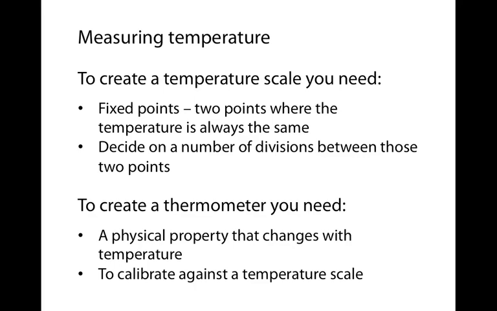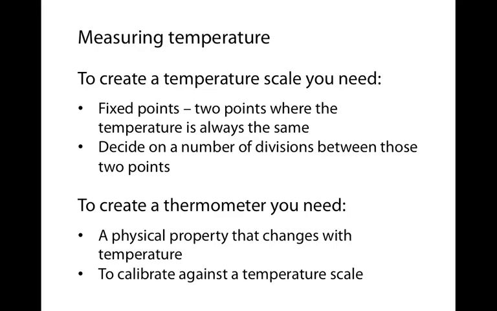Well, we need two things. We need a scale and we need a thermometer. To have a scale, we need fixed points that everyone agrees on. Everyone can't have their own individual temperature scale. Everyone needs to agree on the temperature scale. So you need two fixed points, and you need to decide on a number of divisions between those two points. To create a thermometer, you need some physical property that changes with temperature in a predictable, repeatable way, and you need to calibrate it against your fixed points in the temperature scale.